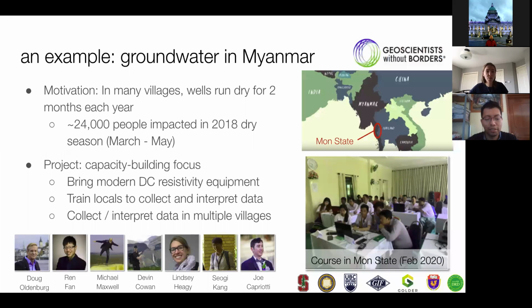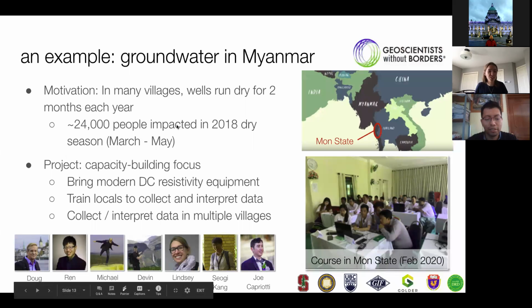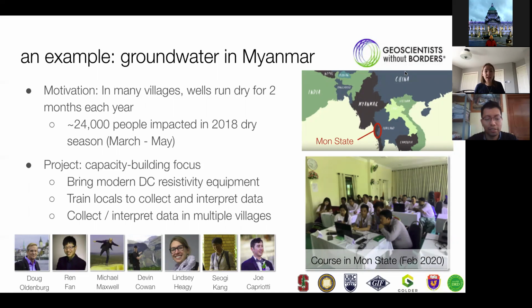To put this into a bit more context, I want to look at a concrete problem. We're going to look at an example of finding groundwater, and in particular, we're looking in Myanmar. The team here, we've got seven of us. Doug is at UBC, as are Ren and Devin and Joe. So they're all at UBC. Michael Maxwell is at Golder. Myself, I'm at UC Berkeley, and Sagi Kang is at Stanford University.